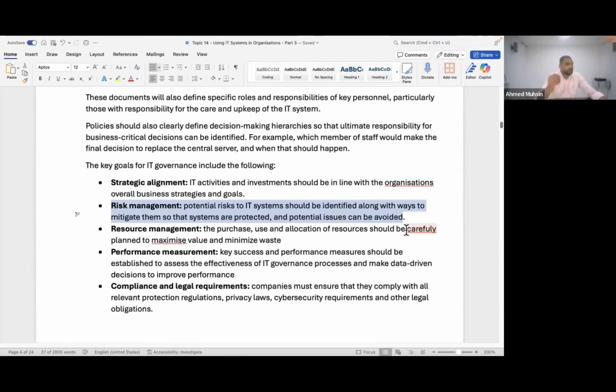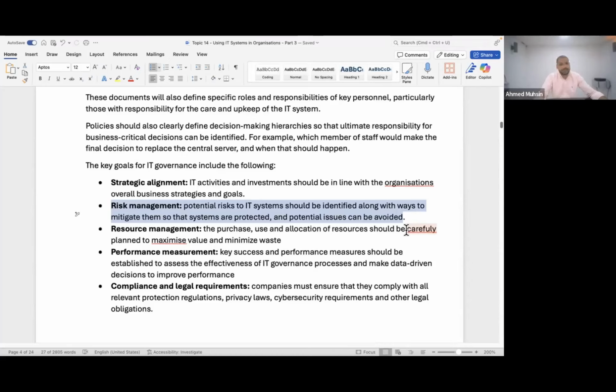Then guys, performance measurement. The word itself tells you: you're measuring how well your IT equipment is working for you. Do you remember in AS level, in topic 2 networks, we learned various metrics? Speed, bandwidth, throughput, jitter, what else? Latency. Then there was another one called availability.